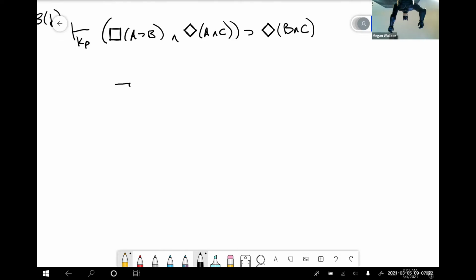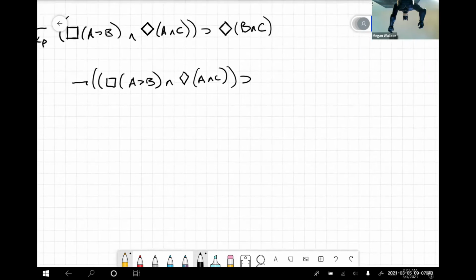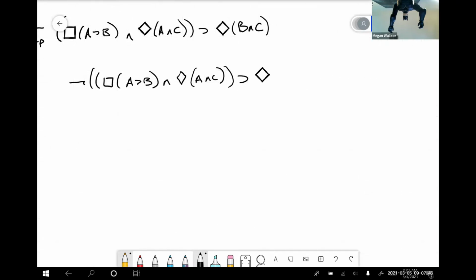So we get: it's not the case that box A then B and possibly A and C, and all of this is the antecedent of a conditional that we're negating, which says possibly B and C. Make sure that you have the right parentheses and that this is indeed a conditional. Your main connective here should be this negation, which is ranging over this conditional within its scope.